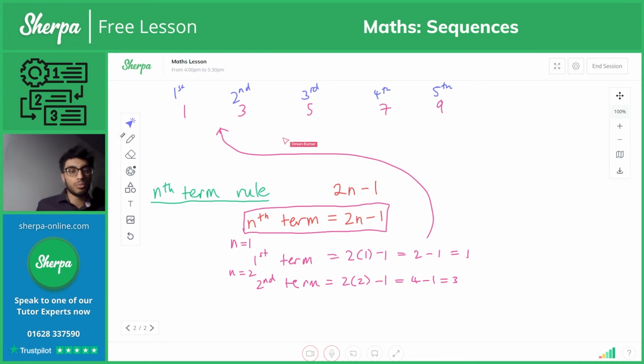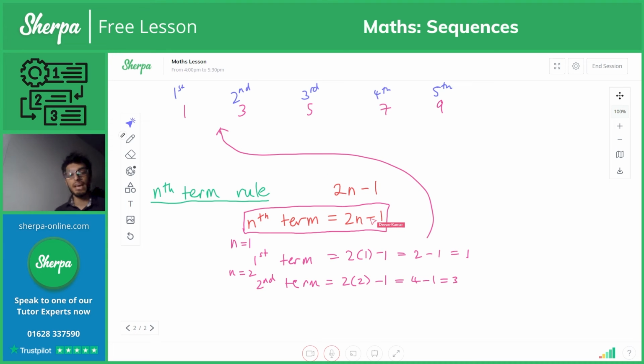Now, of course, this isn't a proof that this is the right nth term. I've just shown you that two of the values work. I can make up a different formula and the first two values will be 1 and 3, but maybe the sequence goes off differently. But you can believe me for now. I'll show you how this works after, but this is how we're going to start. So this is what an nth term is.